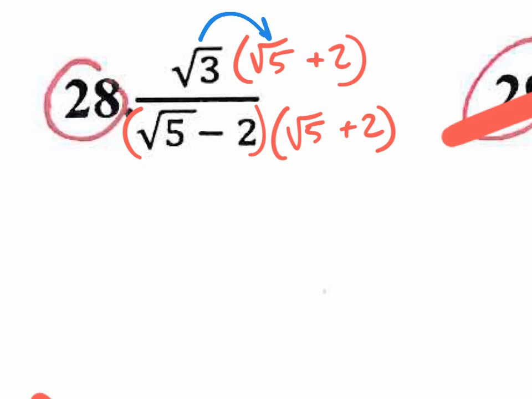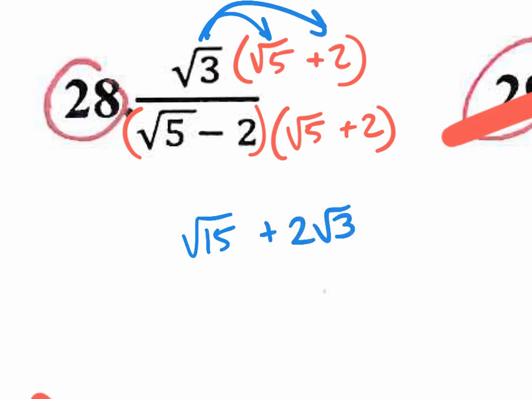Square root of 3 times square root of 5. Square root of 15. Square root of 3 times 2. That'd be 2 square root of 3. So that's the numerator. Now for the denominator, square root of 5 times square root of 5 is square root of 25, which will take you back to 5. If you want, go ahead and just write that 5.